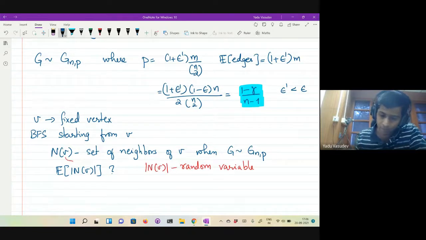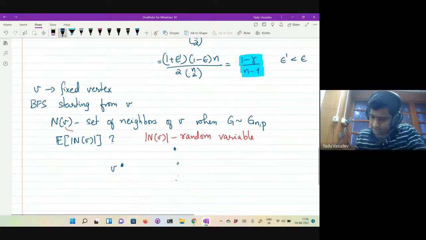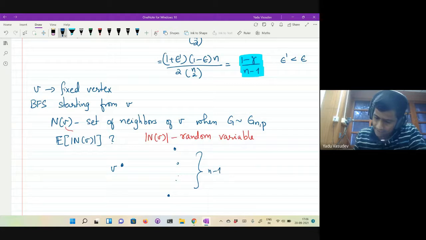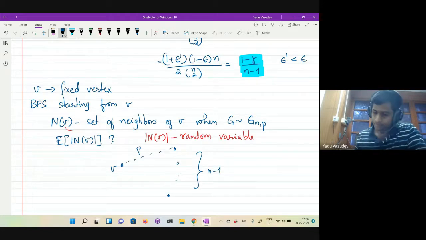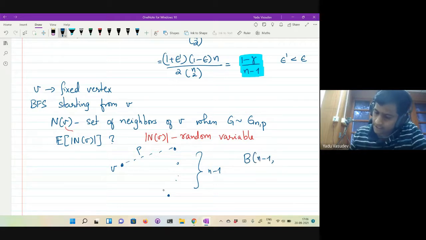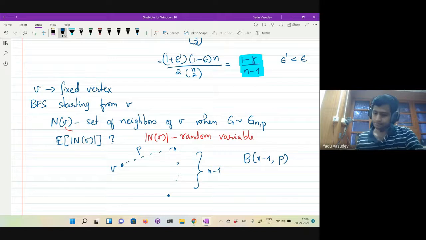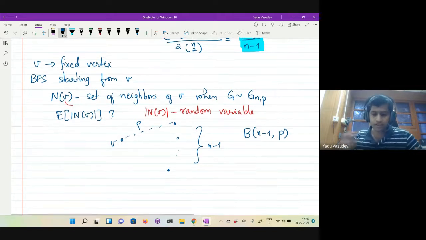Because in G(n,p), V is a fixed vertex. You have n minus 1 different vertices, and each edge is put with probability p. So this is a binomial distribution with n minus 1 and the parameter p. All right, good. So when you start with V, you expect to see Binomial(n-1, p), so (n-1)p many neighbors. So you keep doing this.